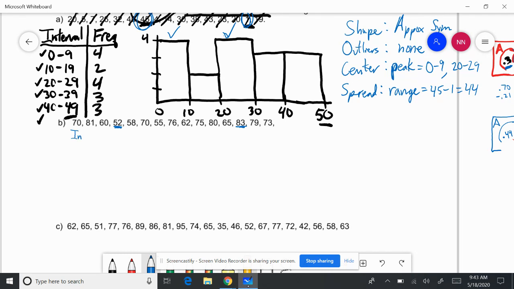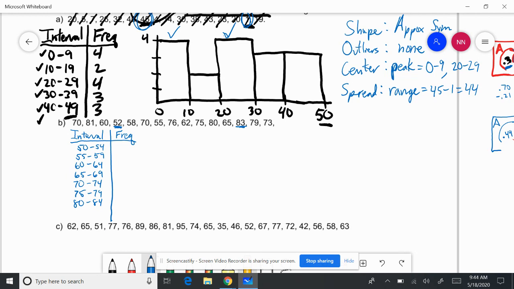So I'm going to go interval and frequency. And since I'm going by 5s, I'm going to use my 50s first. So 50 to 54, 55 to 59, 60 to 64, 65 to 69, 70 to 74, 75 to 79, 80 to 84. And since my last one is 83, that would be my last interval.